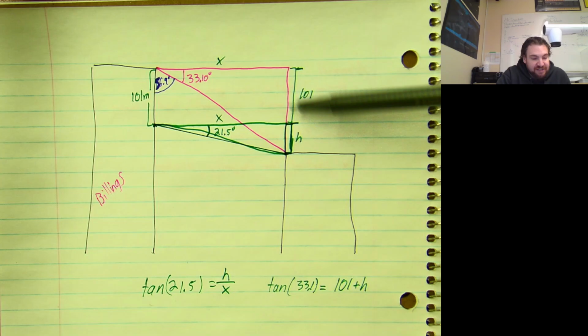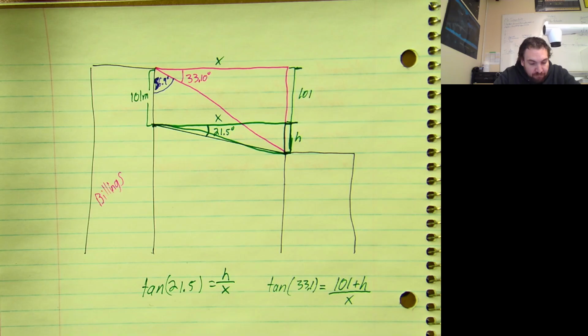Well, that's interesting. Anyone have an idea of something we might want to try doing? I have two equations here. I have two variables here. James.